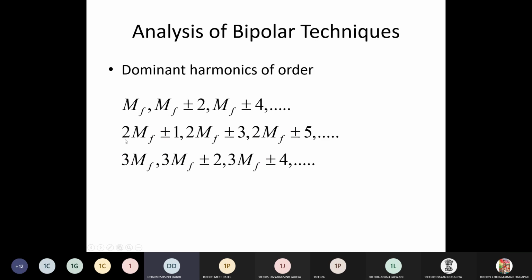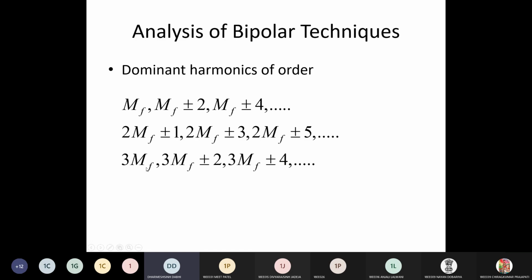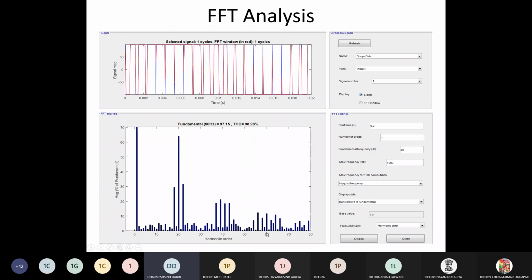Then at the second level, the dominant harmonics are 2MF plus minus 1, which means 39 and 41. That also you can see in the FFT analysis. This is the 39th and this one is the 41st. In the same way, 3MF, it means the 60th order. In the third level, you can see that this is the dominant order.